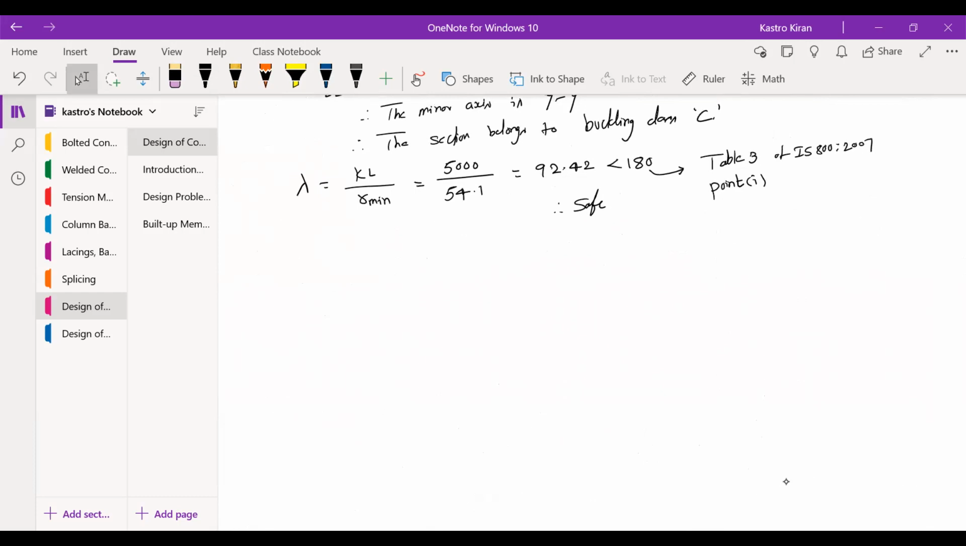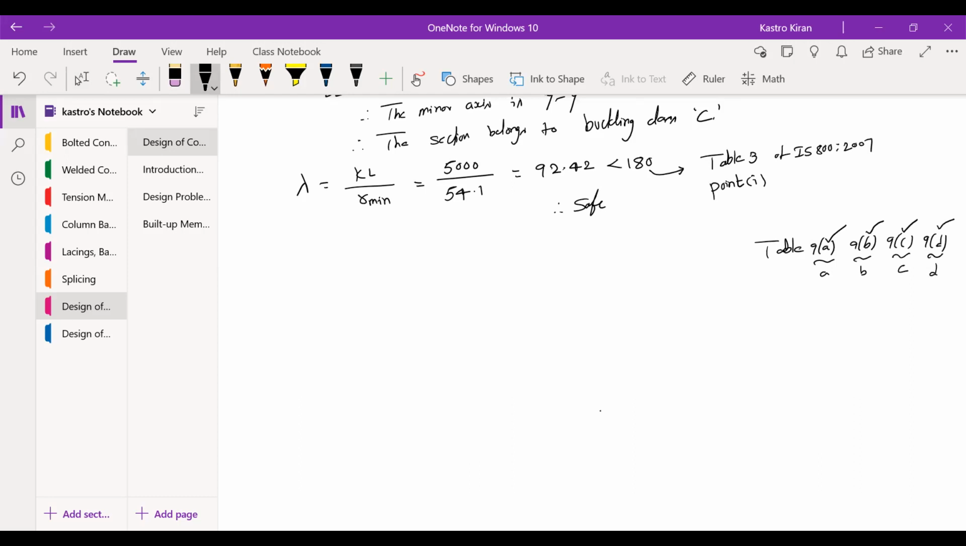Now if you open the design compressive strength or design compressive stress values, that is the table values, you have tables 9A, 9B, 9C, and 9D. So 9A talks about buckling class A, 9B talks about buckling class B, 9C talks about buckling class C, and 9D talks about buckling class D. So each table talks about one buckling class.